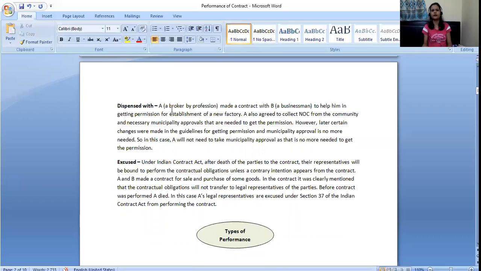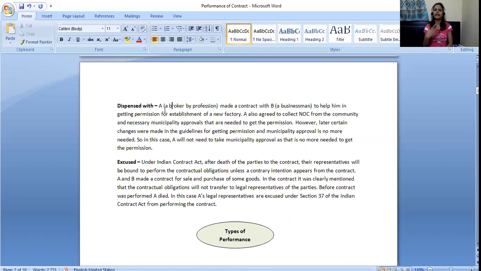So the first one is, take for example, there is one person who is a broker, okay? He just helps people get permissions or approvals from government departments. There will be different brokers, right? In RTO offices also you would see, if you go to take your driving license or RC or permit or anything like that, there will be these brokers who would help you get the documents from the department, right? So take for example, A is also such a broker.